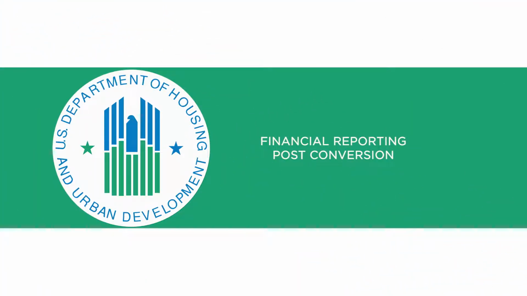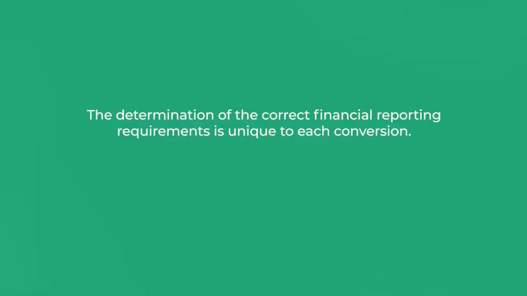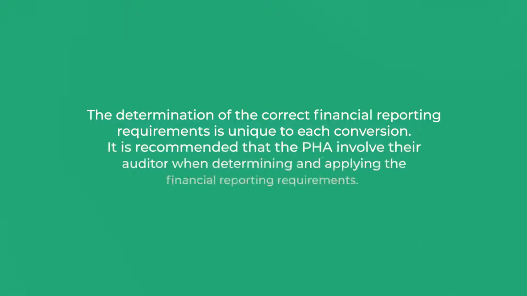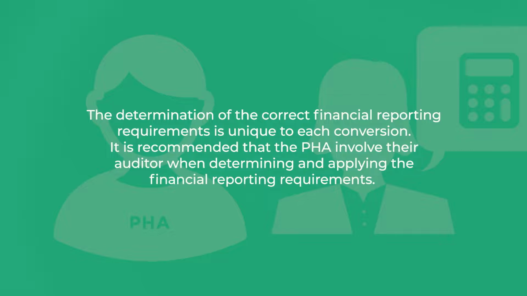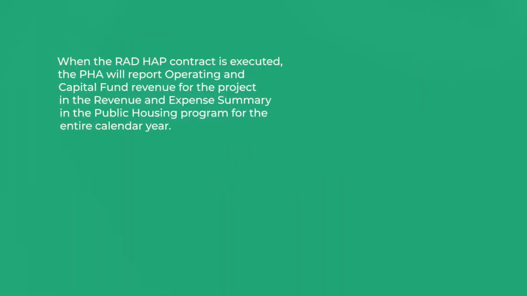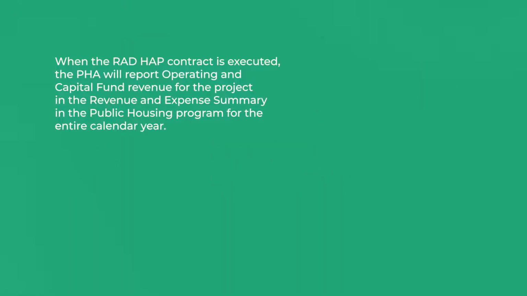Financial reporting post-conversion. The determination of the correct financial reporting requirements is unique to each conversion. It is recommended that the PHA involve their auditor when determining and applying the financial reporting requirements. When the RAD-HAP contract is executed, the PHA will report operating and capital fund revenue for the project in the Revenue and Expense Summary in the Public Housing Program for the entire calendar year.